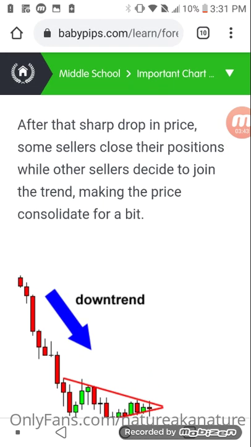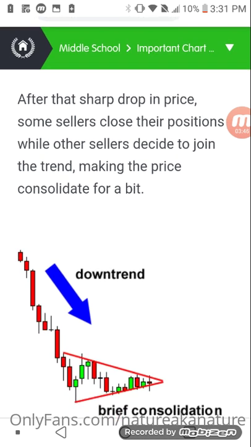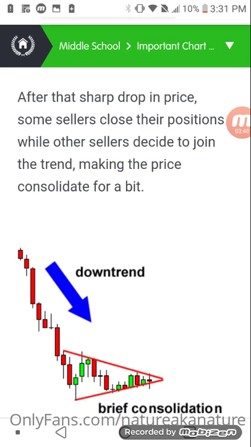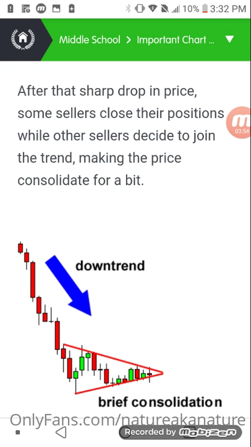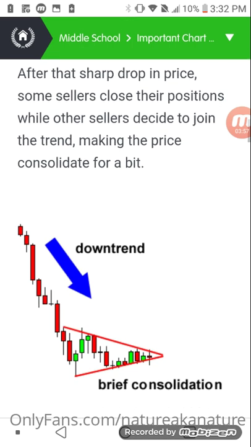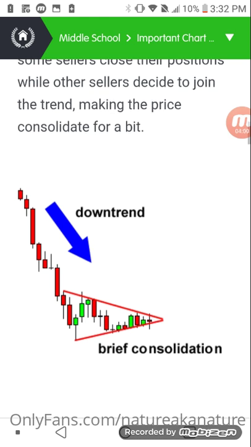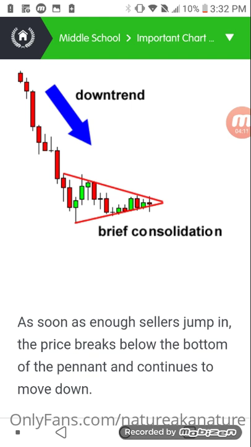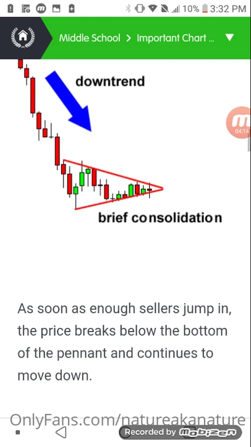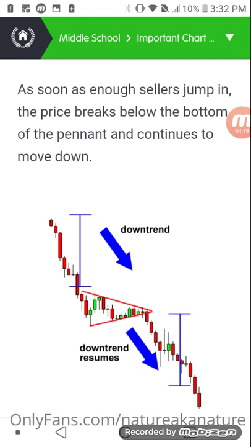That's when the pennant forms after a sharp drop in price. Some sellers close their positions while other sellers decide to join the trend, making price consolidate for a bit. So it formed during the downtrend. This is the brief consolidation. You see the triangle formation, meaning it's a bearish pennant. As soon as enough sellers jump in, the price breaks below the bottom of the pennant and continues to move down. So as you can see, eventually sellers came in, pushing price back down, and the downtrend resumes.